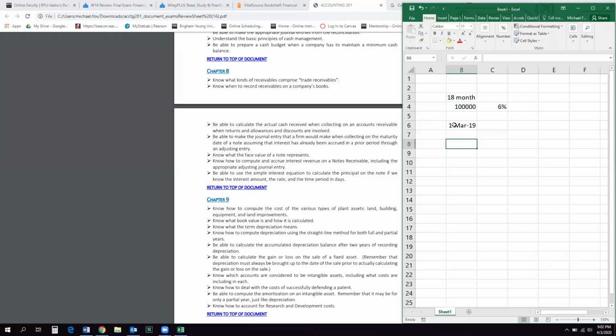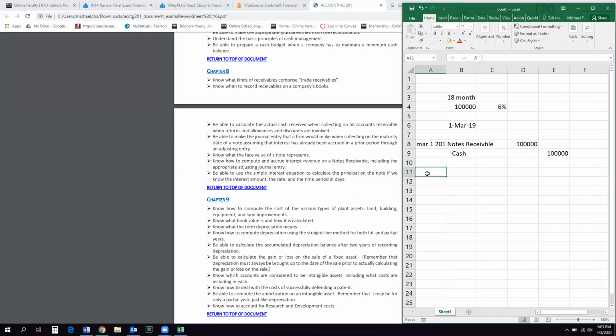So when I first write the note to them, my journal entry will look like this. It'll go notes receivable, $100,000, and then my cash will go down by $100,000, right? Because I'm loaning out cash. That's going to be the entry I make on March 1st, 2019.